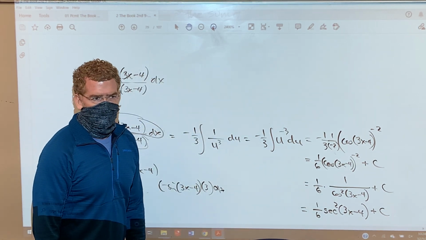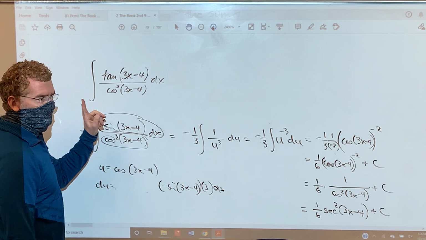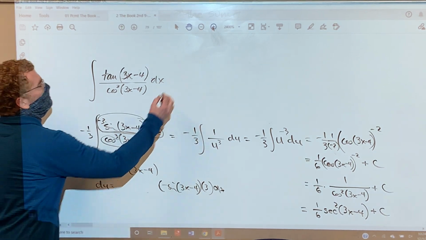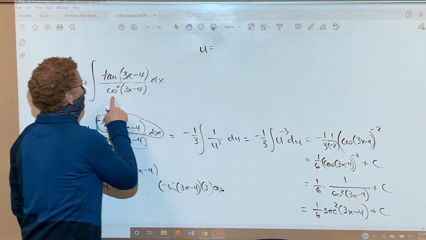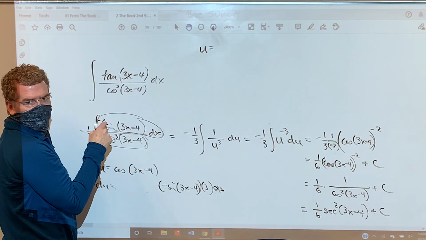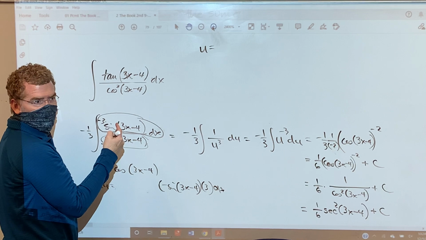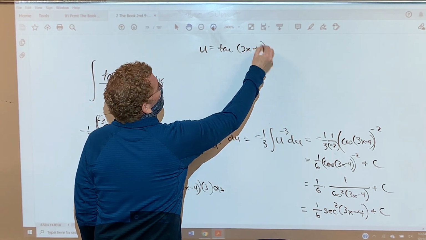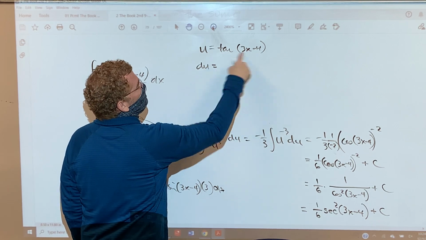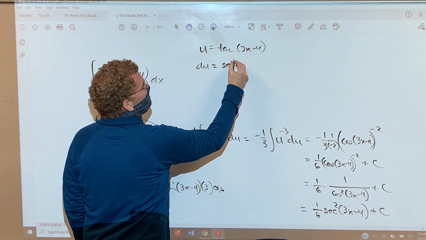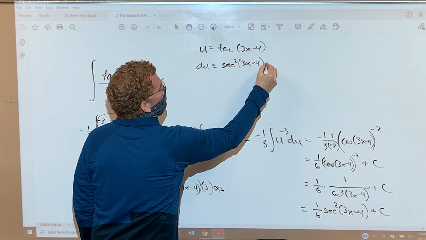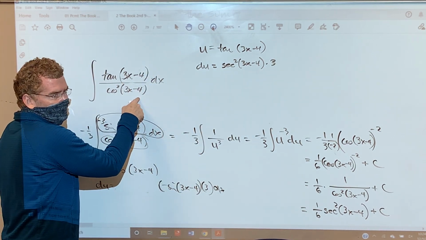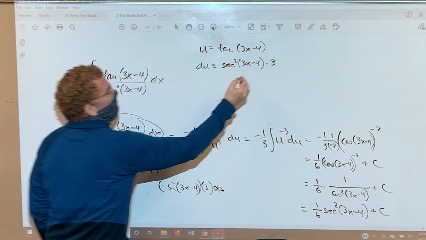Are y'all seeing that? But what could I have done straight up from here? Oh, you could change cosine to secant. You could have changed that to secant squared on the top, right? Or just said, hey, if u is tangent, then du is, what's the derivative of tangent blah? Secant squared blah times 3. And isn't that secant squared blah? So all you would need to do is have the 3dx.